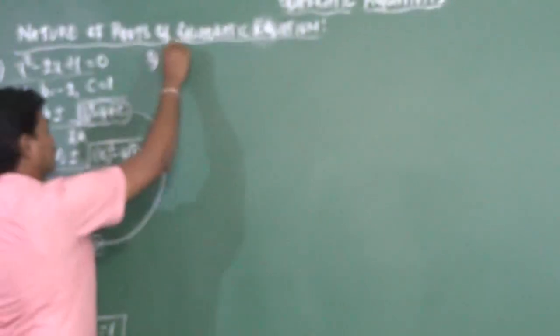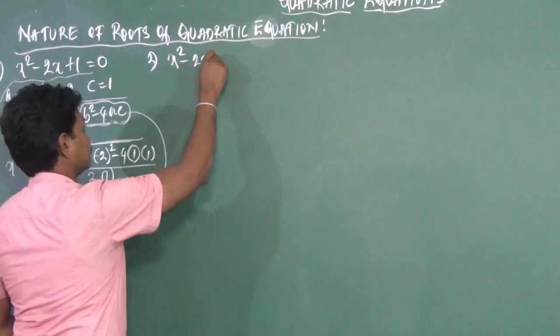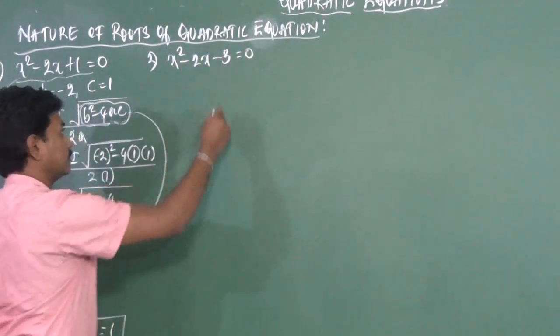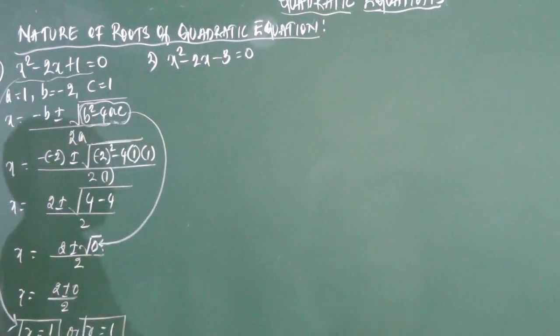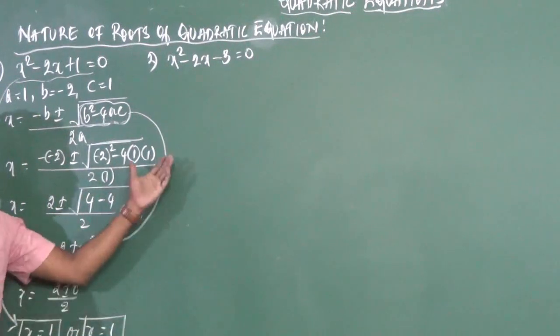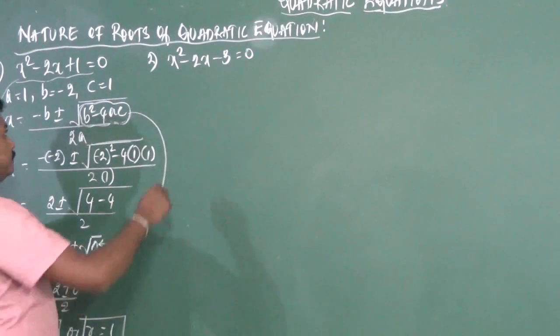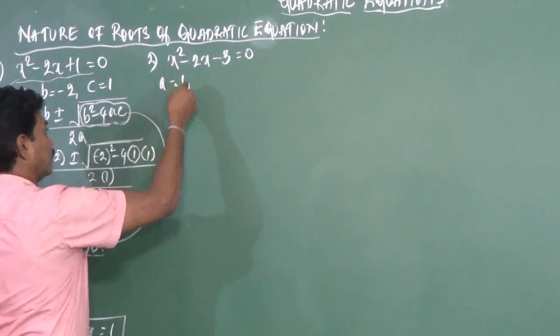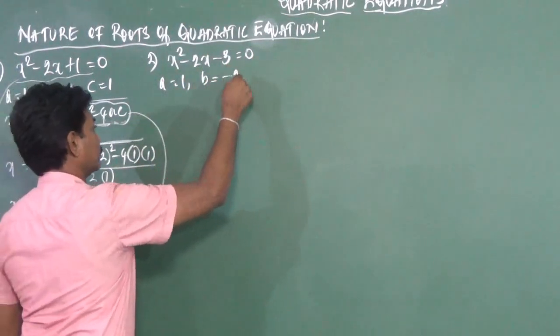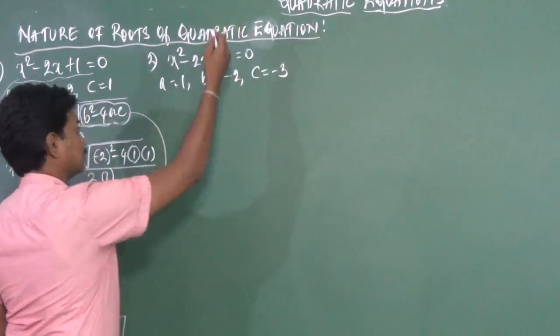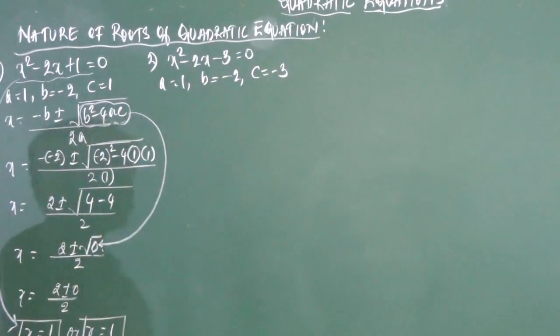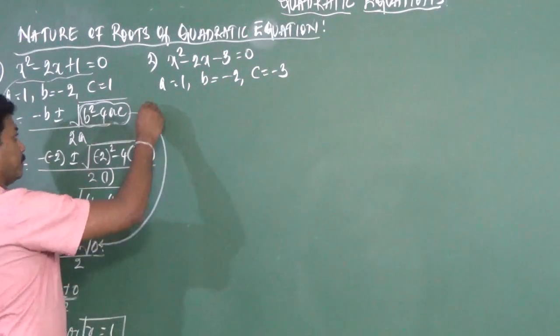x square minus 2x minus 3. So this is the quadratic equation given by my student. Let us see what type of roots we are going to get for this. So a is equal to 1, b is equal to minus 2, c is equal to minus 3. We have written the coefficients. Let us apply the formula.